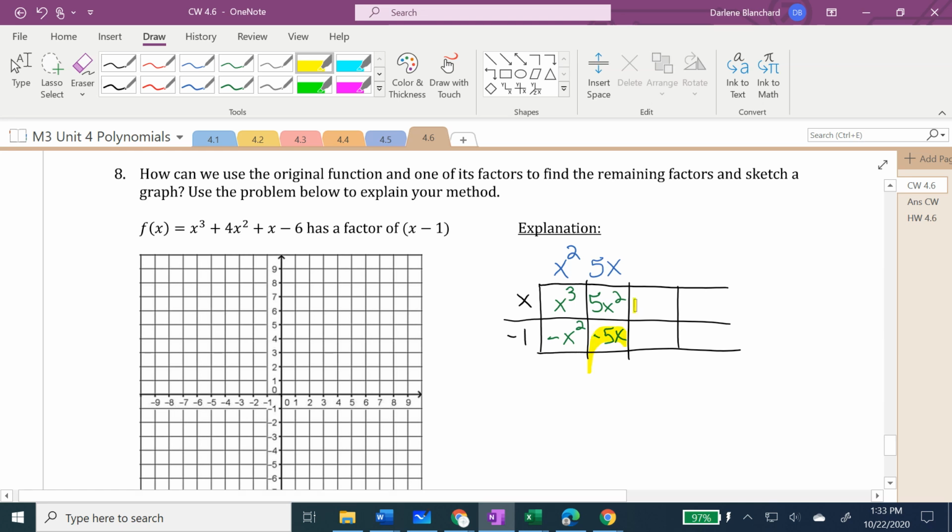Negative 5x plus this next box has to add together to give me my next term, positive x. And what would that be?